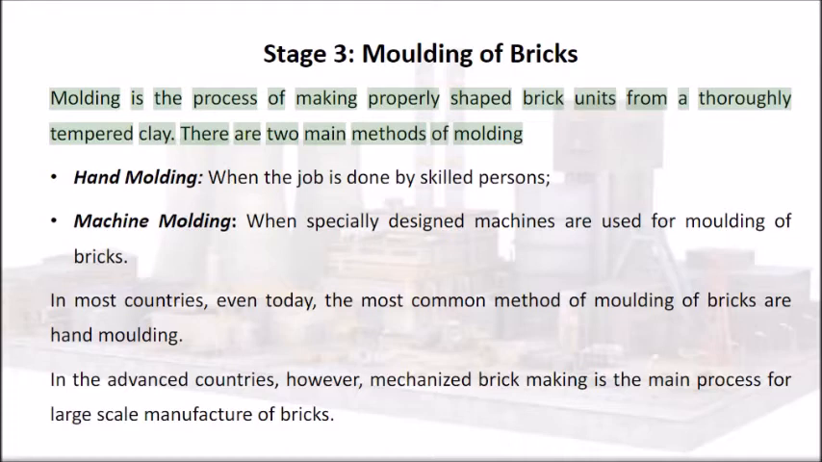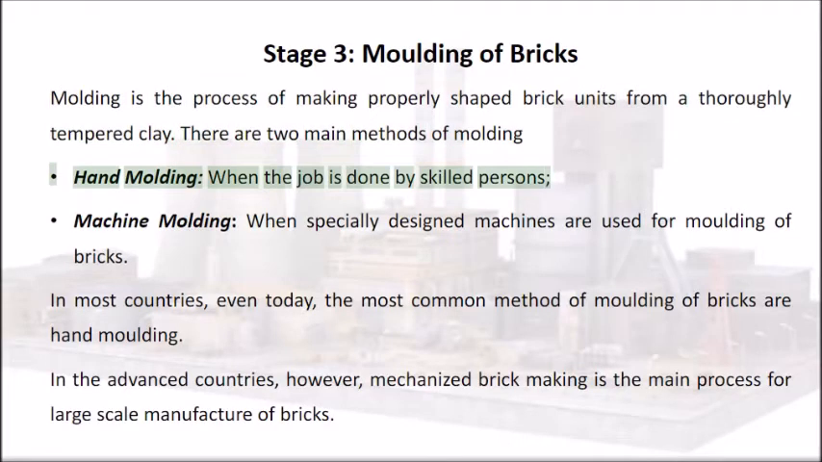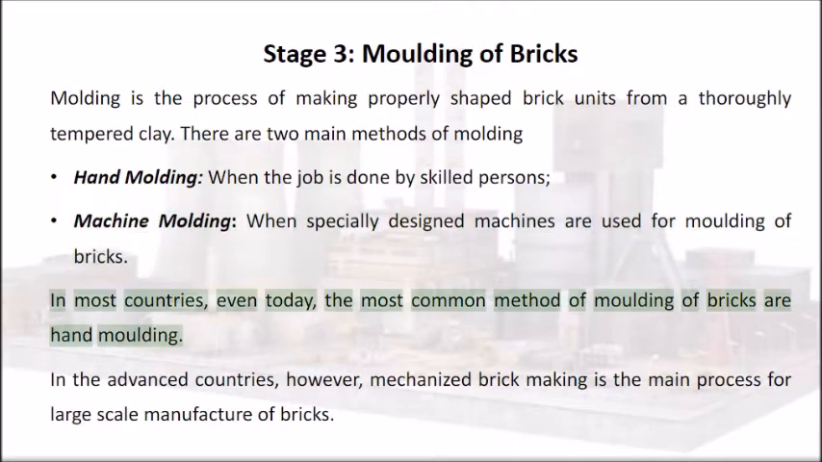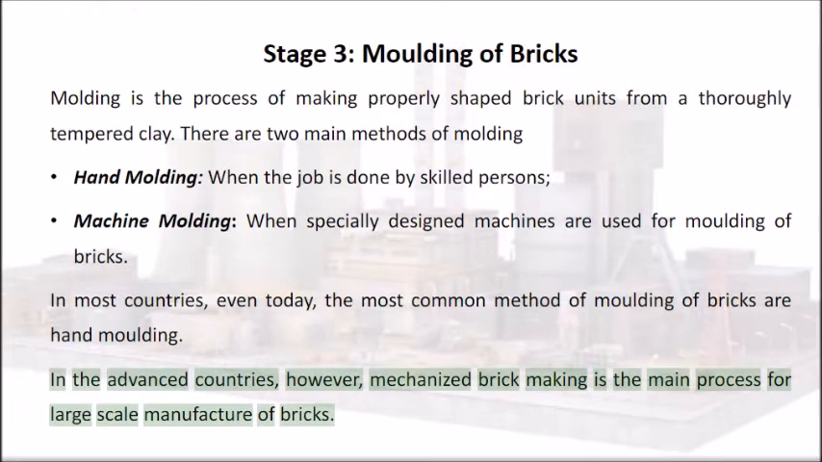There are 2 main methods of moulding. Hand moulding, when the job is done by skilled persons. Machine moulding, when specially designed machines are used for moulding of bricks. In most countries, even today, the most common method of moulding of bricks is hand moulding. In the advanced countries, however, mechanized brick making is the main process for large-scale manufacture of bricks.